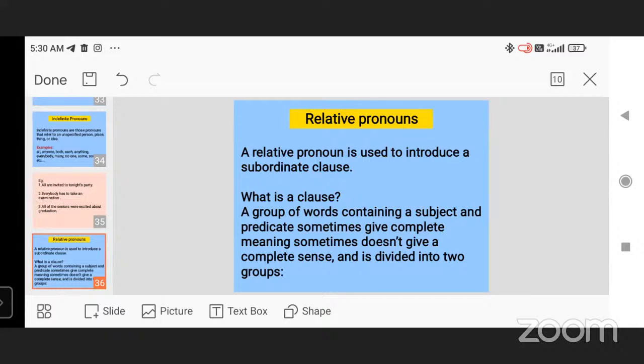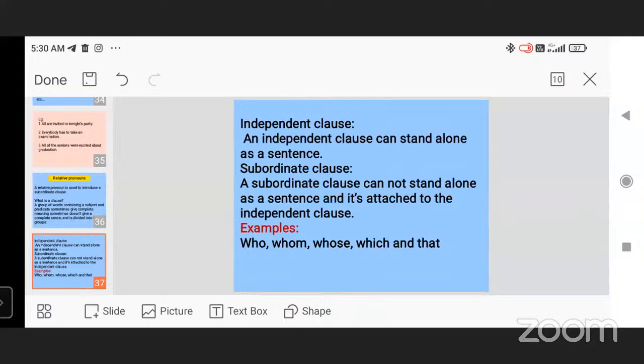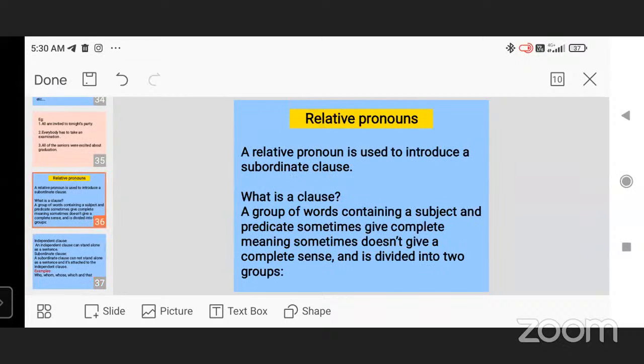In the relative pronoun, to join two sentences, we use who, whom, whose, which. Don't worry if the word comes in between; we need not give a question mark at all, and that is not called an interrogative sentence. It is a relative pronoun. First, I'll explain: a relative pronoun is used to introduce a subordinate clause. If you have confusion with the term, don't worry, I'm explaining it now.